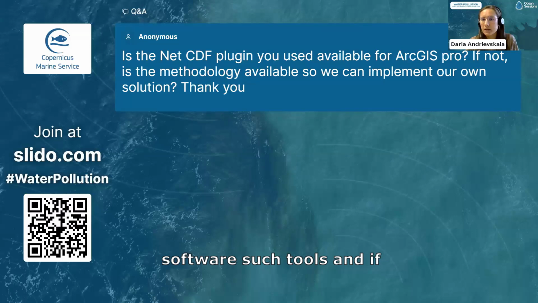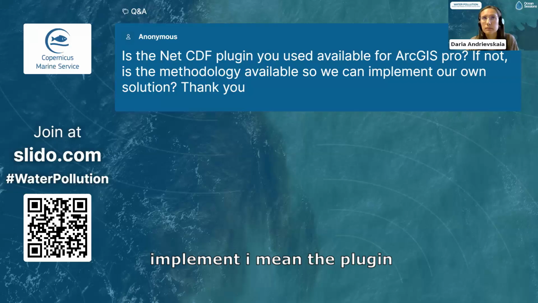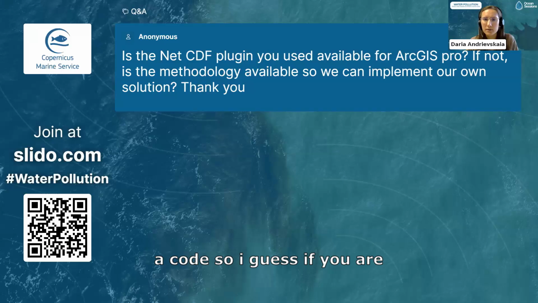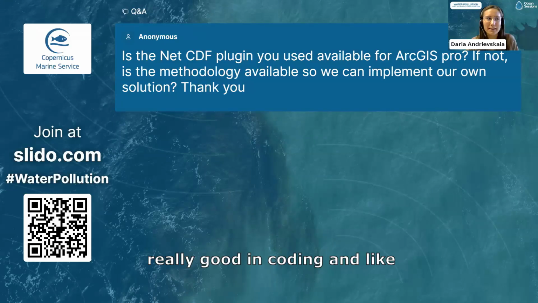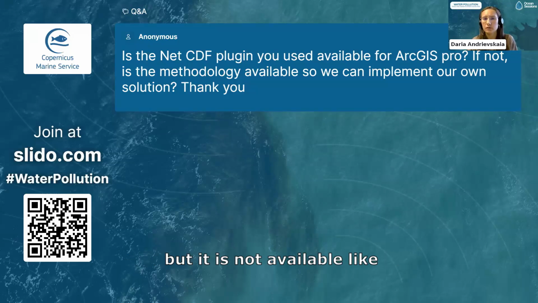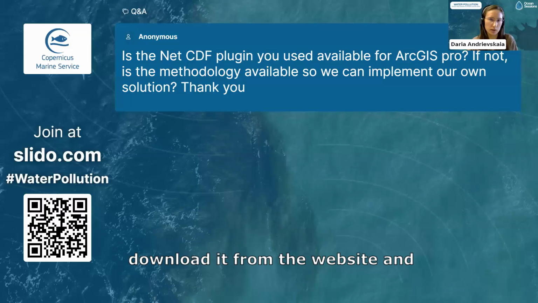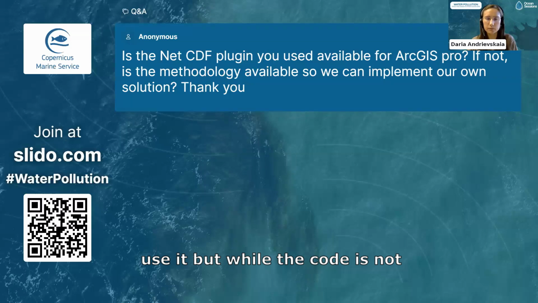And if there is a methodology to implement, I mean, the plugin, it's a little tool, it's a code. So I guess if you're really good in coding and creating plugins, you might do that. But it is not publicly available, the code. The plugin itself is available. Yes, you can have it. You can download it from the website and use it. But the code is not available.